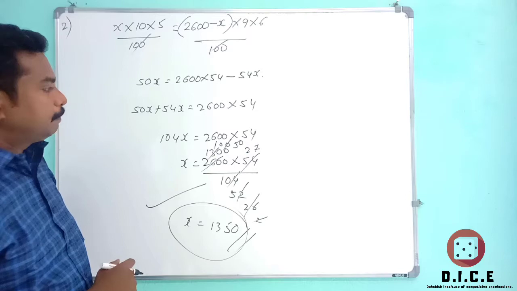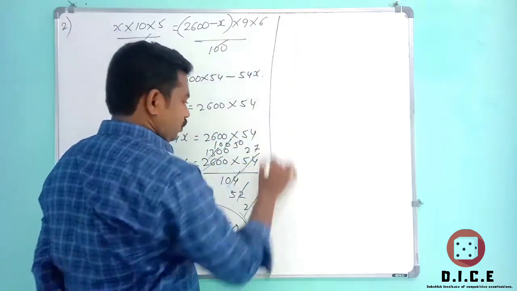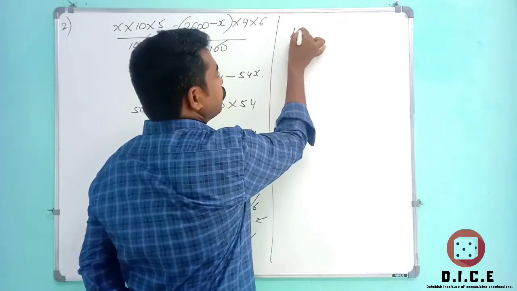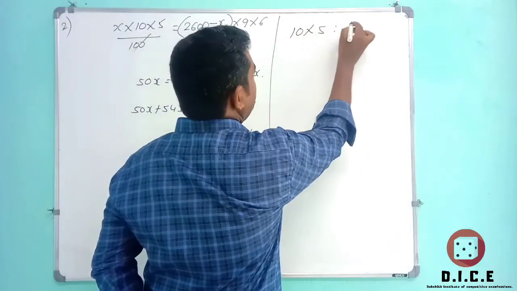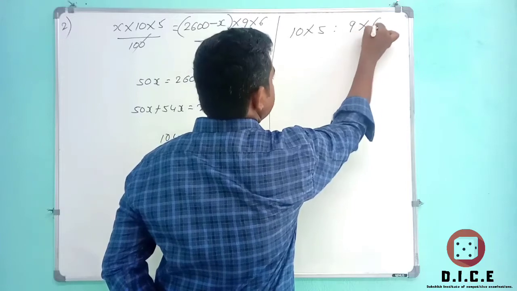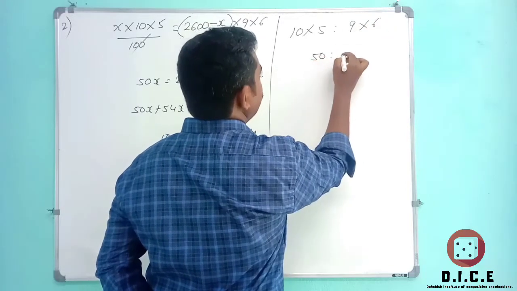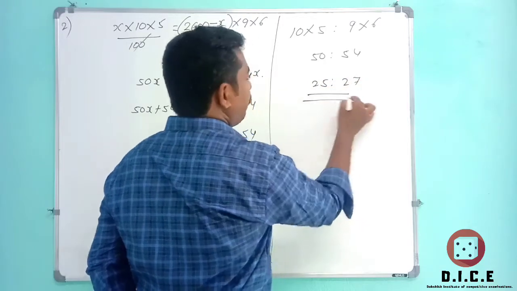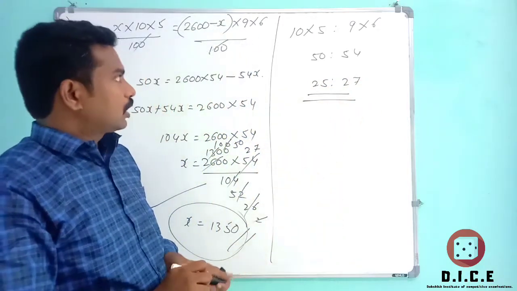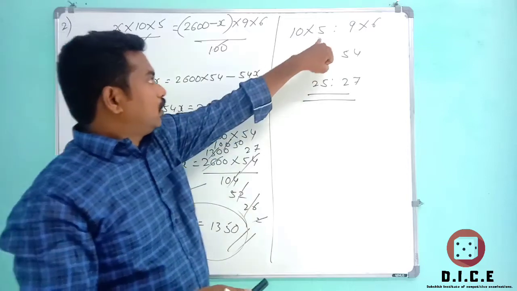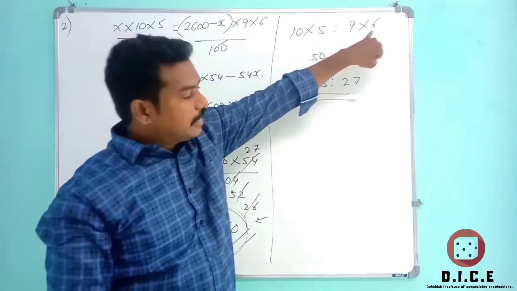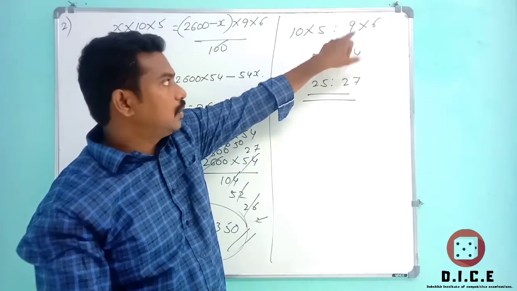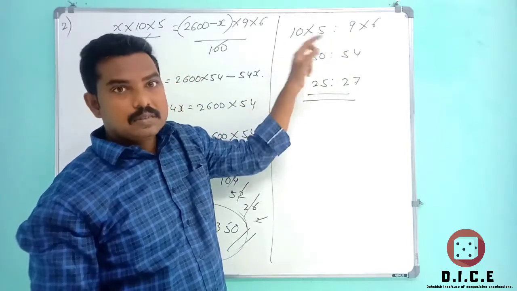Now, if you see the shortcut, 10% for 5 years and 9% for 6 years, that is 50 is to 54, which is nothing but 25 is to 27. But the thing you should remember in the shortcut is that it is 5 years and it is 6 years. Though the rate is higher in the second part, both interests are the same.